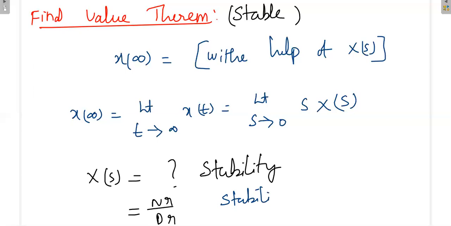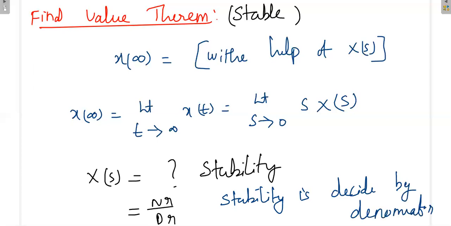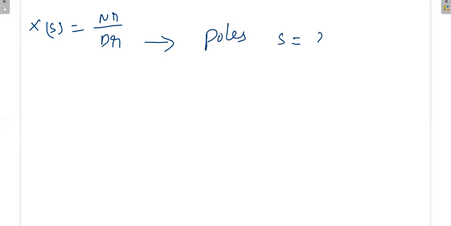Stability is decided by the denominator. Then what is the simple idea here? If X of s is equal to numerator over denominator, from the denominator we can get the poles value. Poles means what? S values. Okay, it could be positive or negative or a combination of positive and negative.